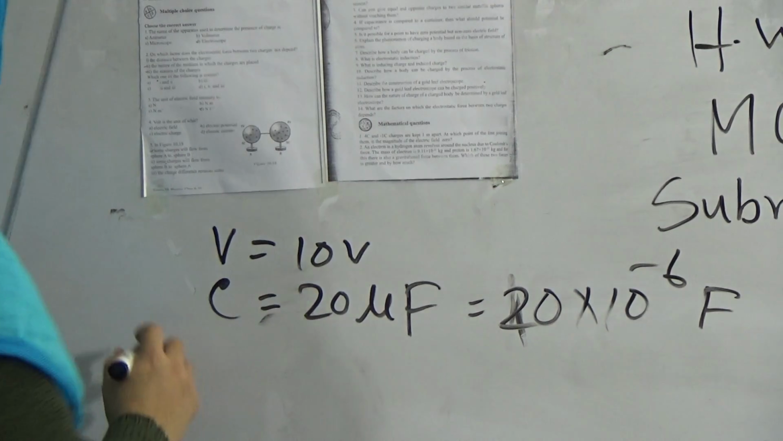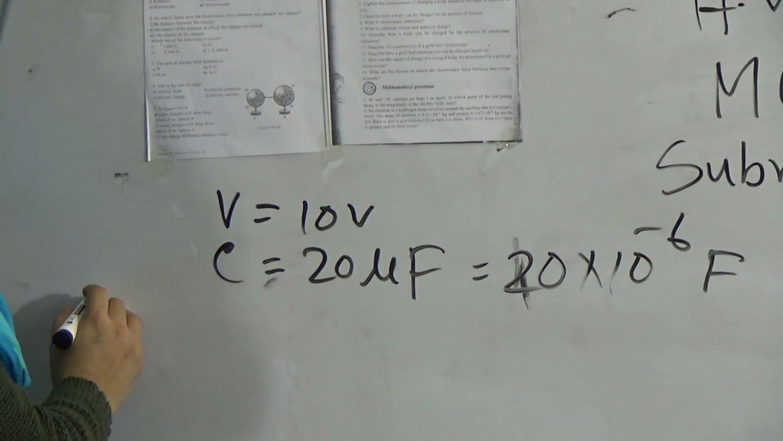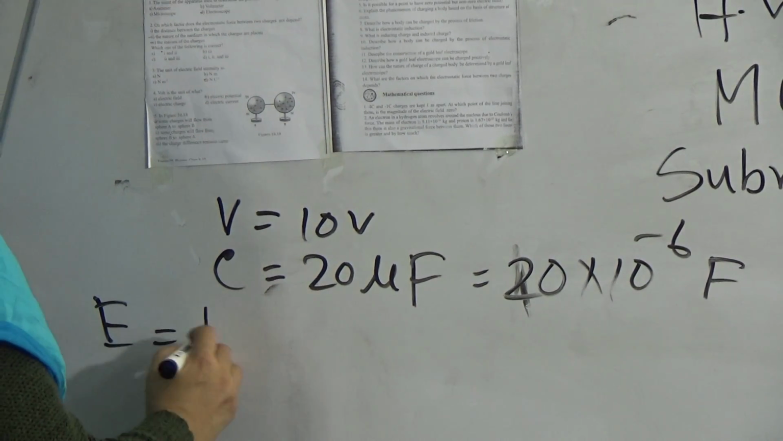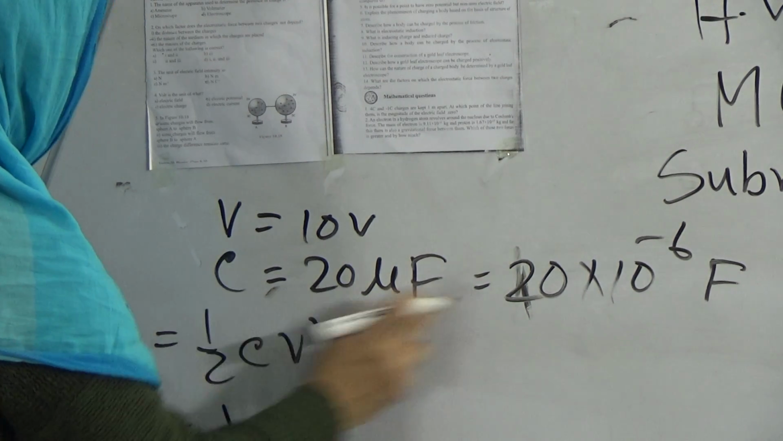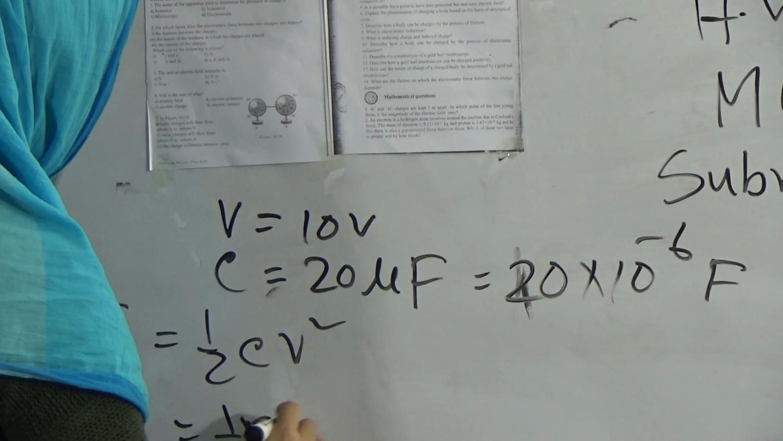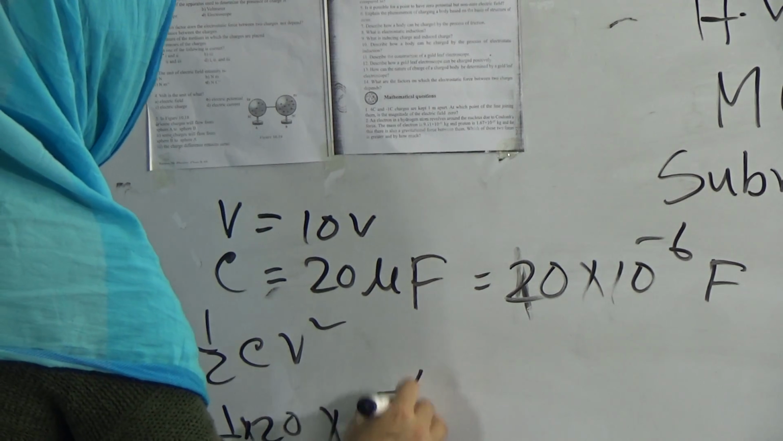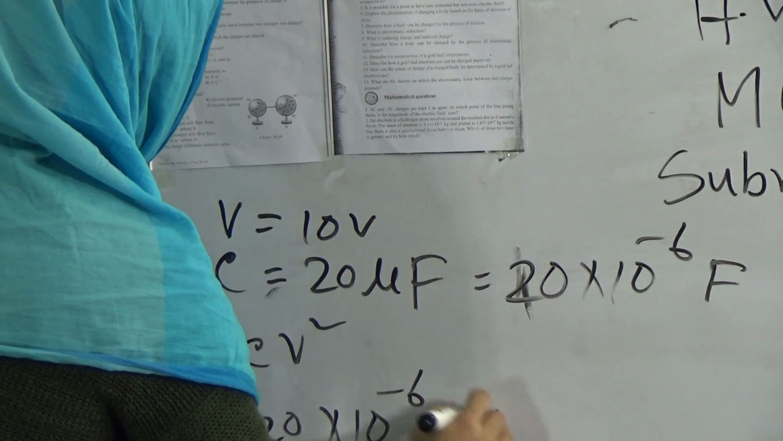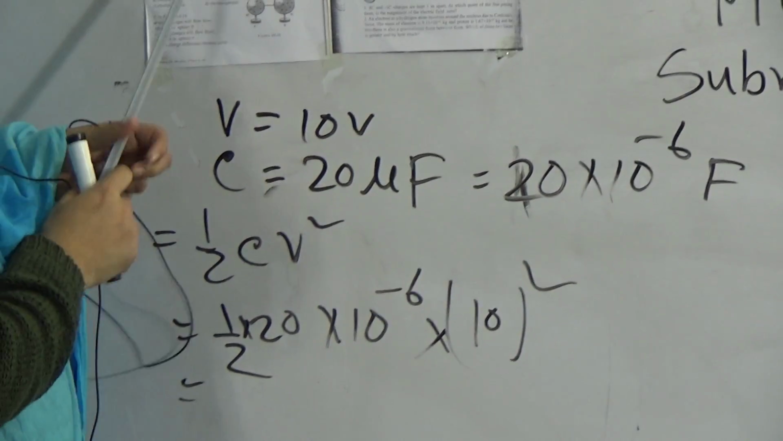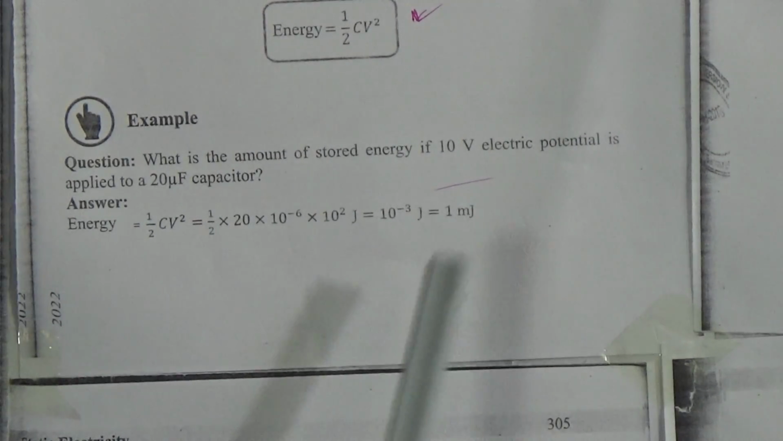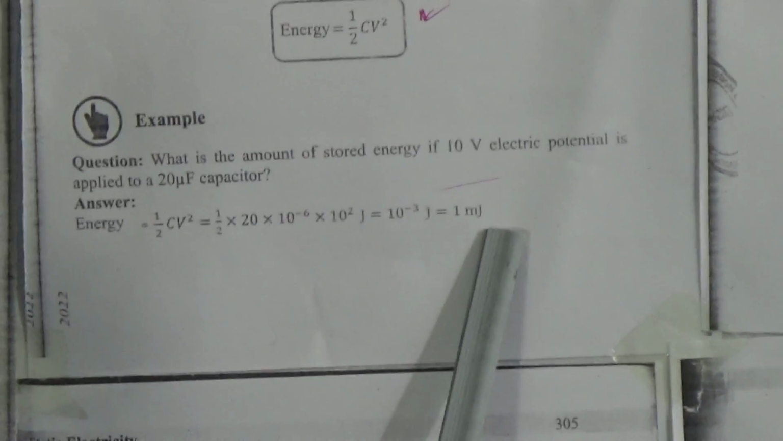Okay, so now we will write the formula E equals half CV squared. Now put the value: half into C, which is 20 into 10 to the power minus 6, into V, which is 10 whole squared. By doing this calculation we find 10 to the power minus 3 joule, that is 1 millijoule.